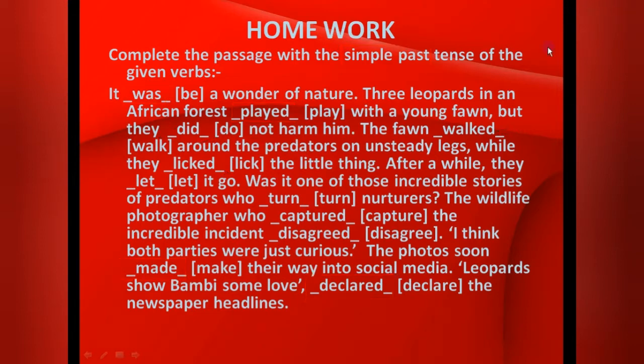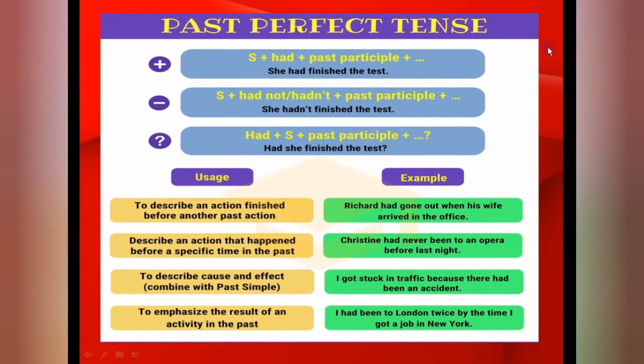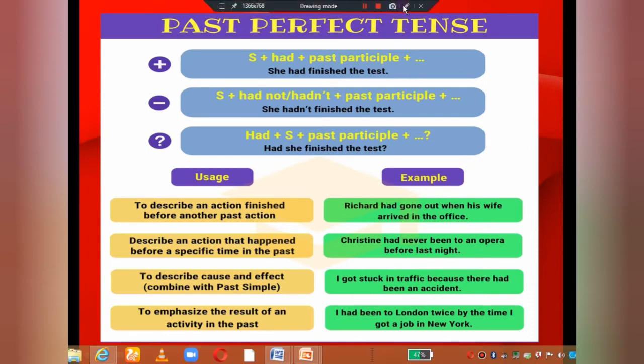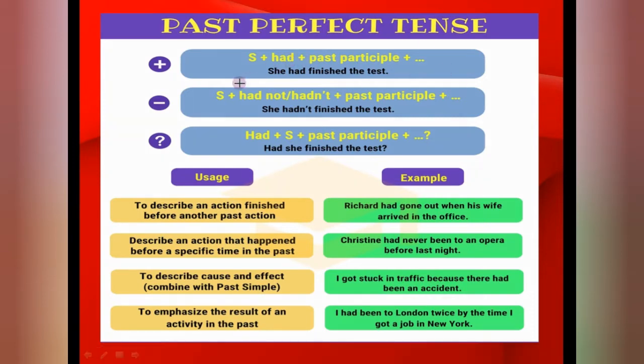Now the remaining tenses we are going to learn today. The third one we have is past perfect tense. It's a very easy tense actually, students. Why? Because in this you have to put had plus verb third form. You are not supposed to be confused. Whether our subject is singular or plural, with both of them you have to put had plus verb third form. Subject, had, plus past participle, means verb third form, and then the remaining part of the sentence.